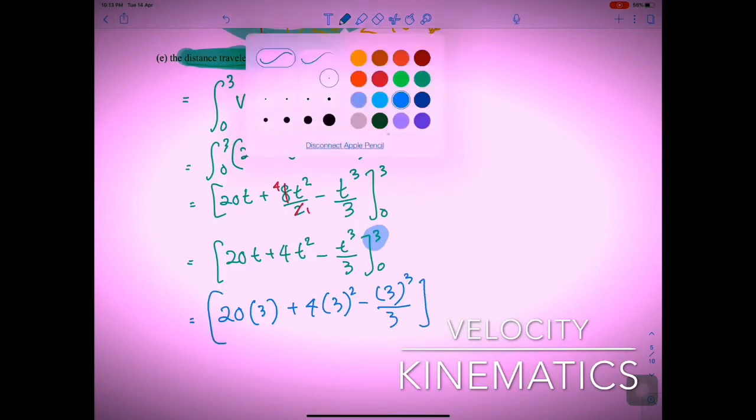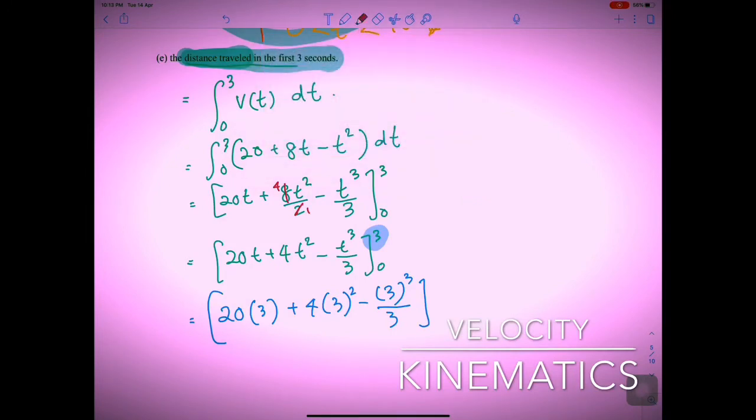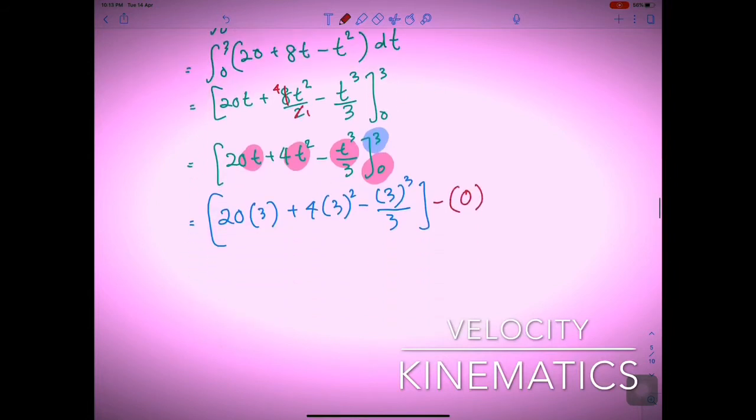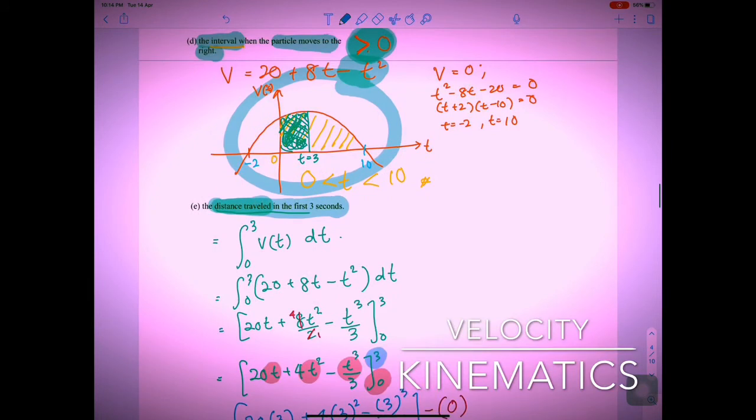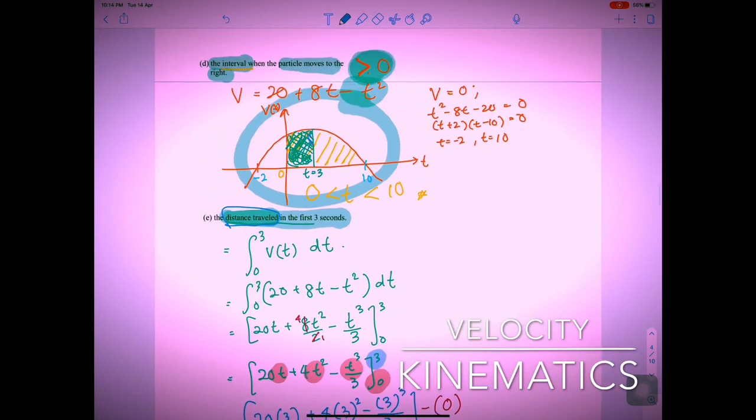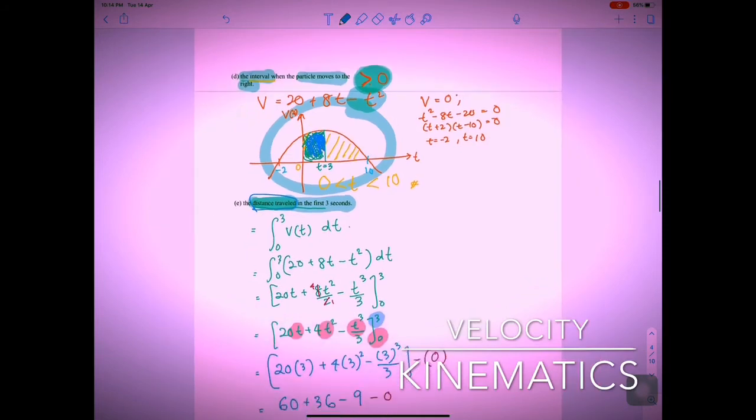Alright, and then, okay, for t equals 0, because you can see all the terms are in terms of t, that means if you substitute 0, we will get 0. So, using a calculator, 60 plus 36 minus 9 and then minus 0. The answer equals 87 meters. This is how you determine the distance traveled, by integrating the area under the curve.